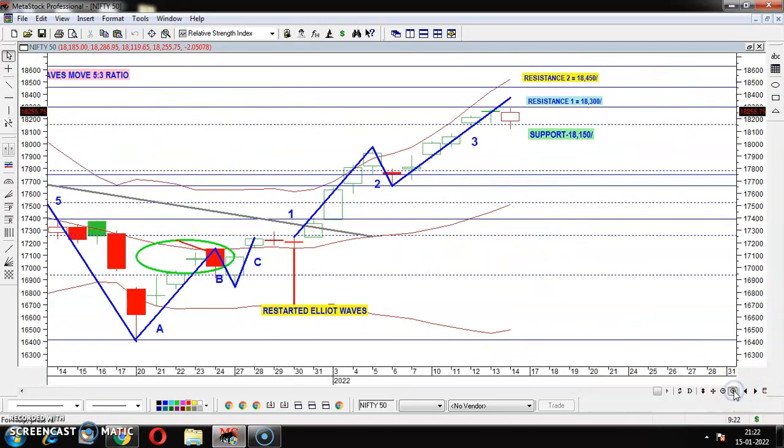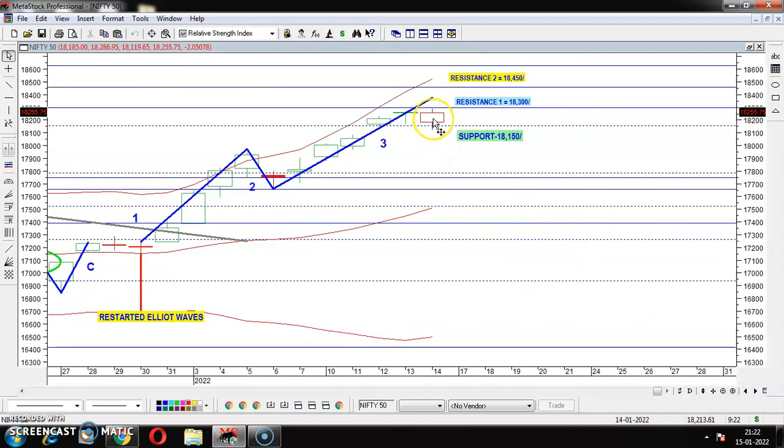You see, this is the last candle, Friday's candle, and on Friday the market opened at 18,185, made a high of rupees 18,286.95 and made a low of rupees 18,119.65, and it closed at 18,255.75. It means the close was higher than the open. That's why it is a bullish candle, right?